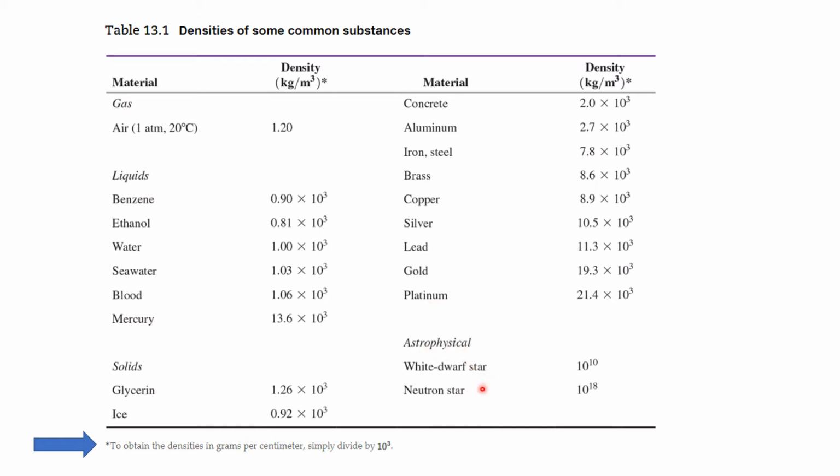Anyway, you can see how dense some of the astronomical things are, the neutron star and so on and so forth. So you have these numbers, and these are units of kilograms per meter squared, and to obtain the densities in grams per centimeter, simply divide by 10 to the cube. That actually is a nice dimensional analysis problem for you to think about.